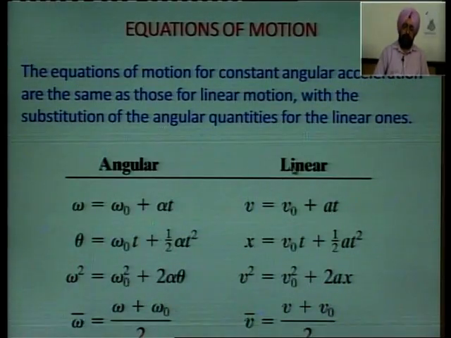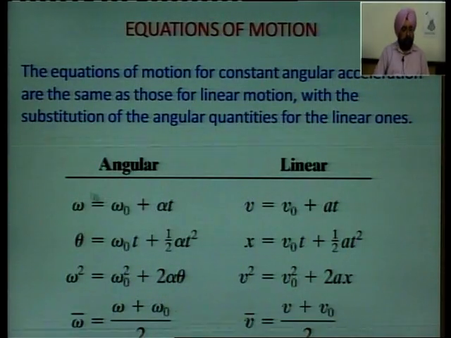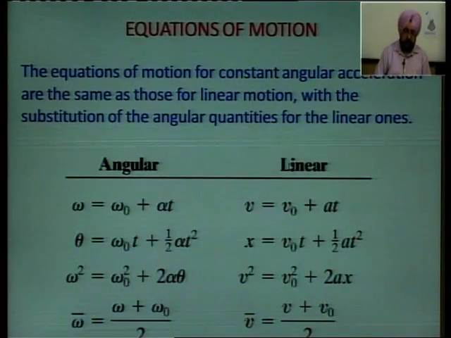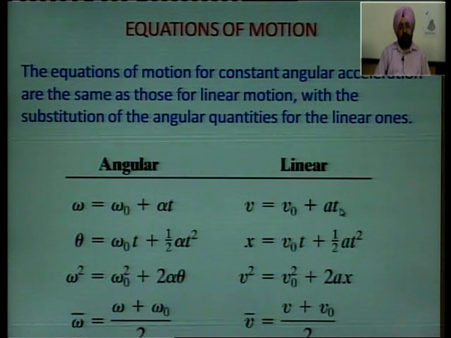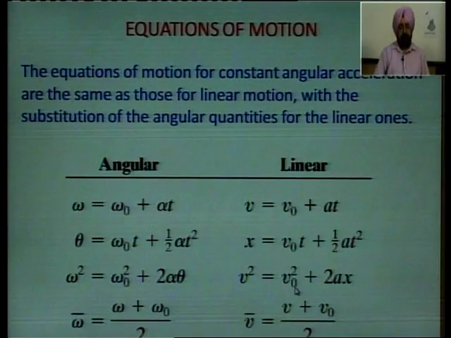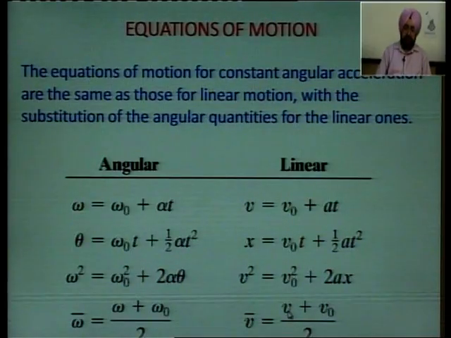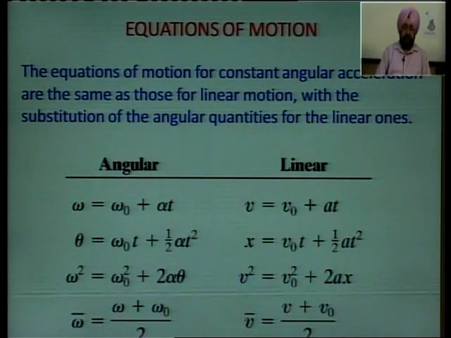These are the equations of motion for angular displacements, rotational motion. These are for linear displacements, that is translational motion. You have studied these equations: v equal to v naught plus a t, x equal to v naught t plus half a t square, v square equal to v naught square plus 2 a x, and average velocity is the sum of the final and initial velocity divided by 2.